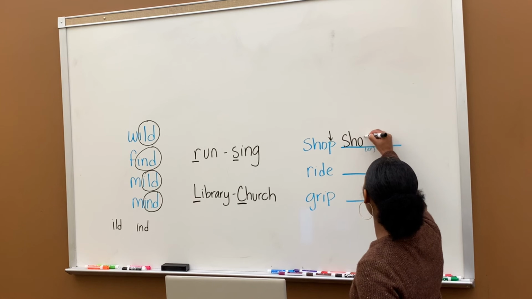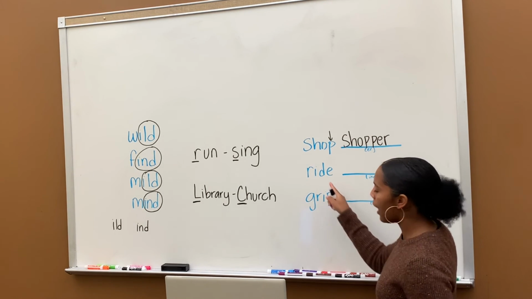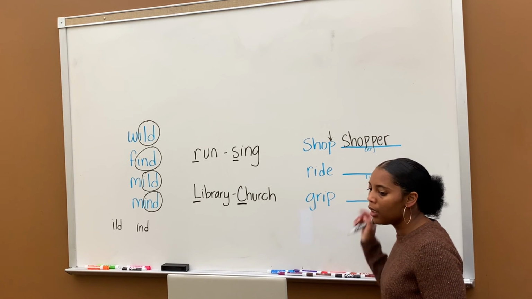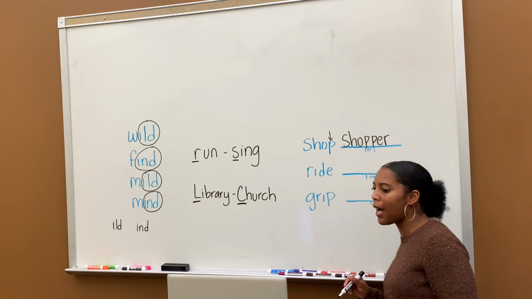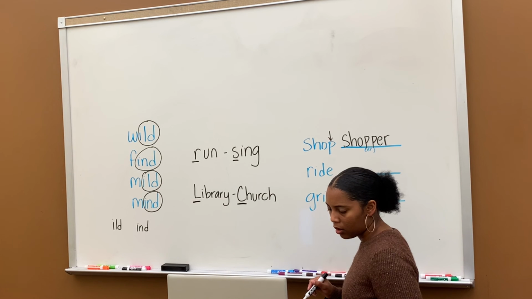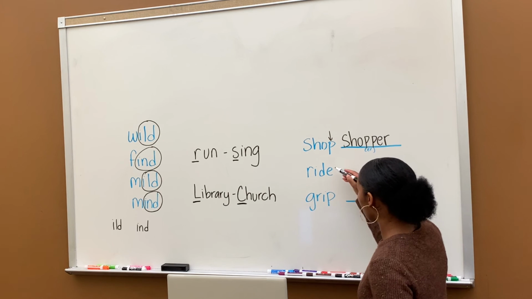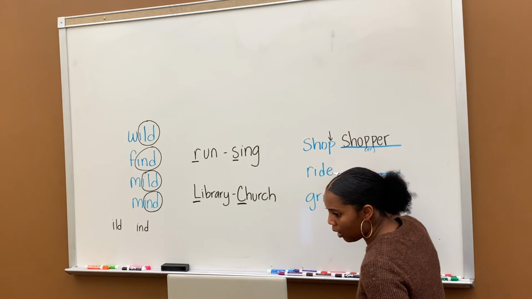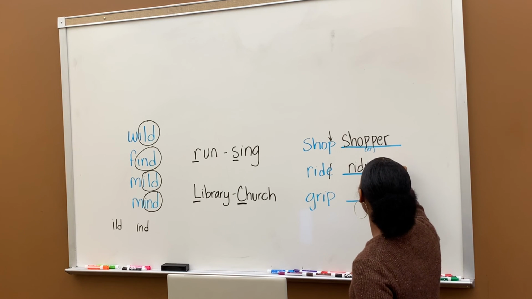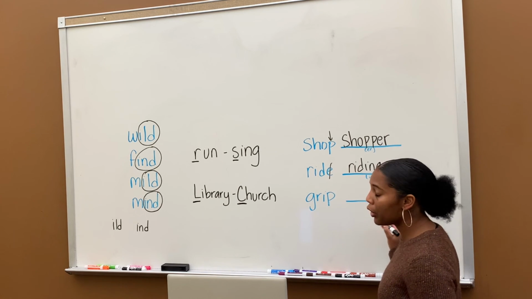So it should be S-H-O-P-P-E-R. Good. Ride. Ride has that silent E at the end, and I want to turn it into riding. Who knows what I need to do before I add the I-N-G, ing? Evan? You said take the E off? Yeah. Okay. Yes, so I take off the E and add ing. Good.